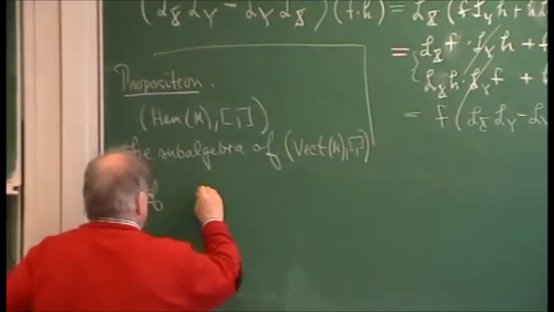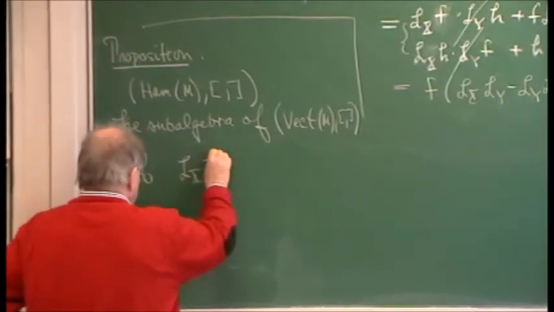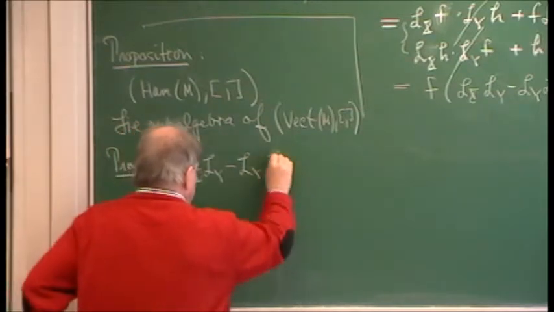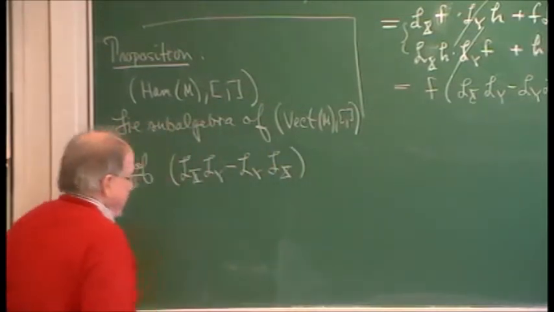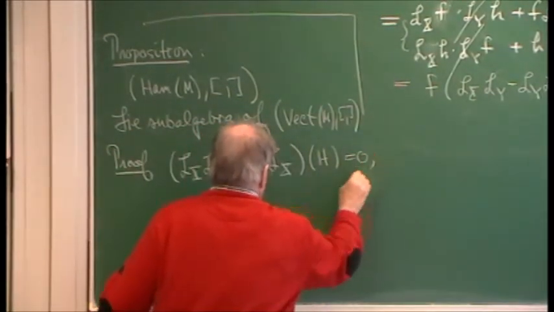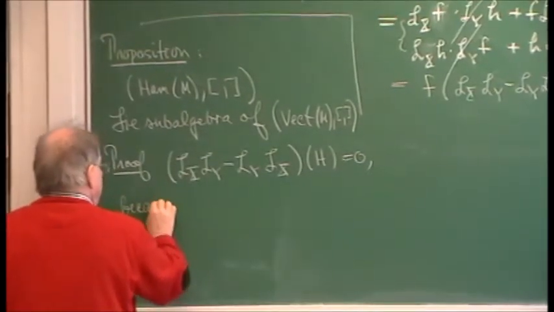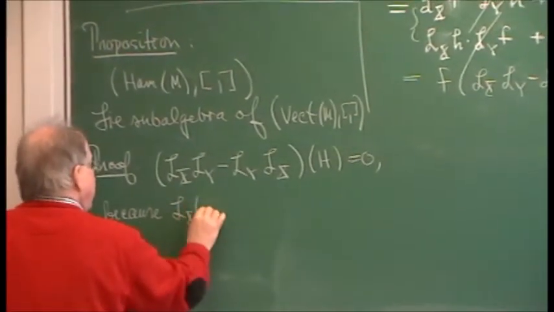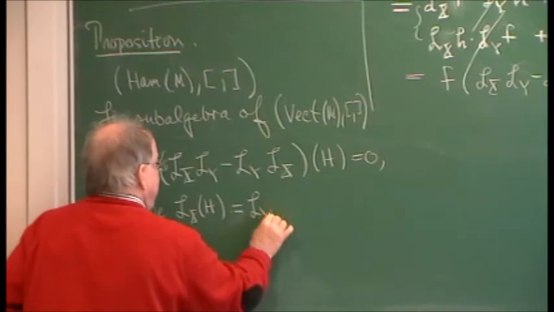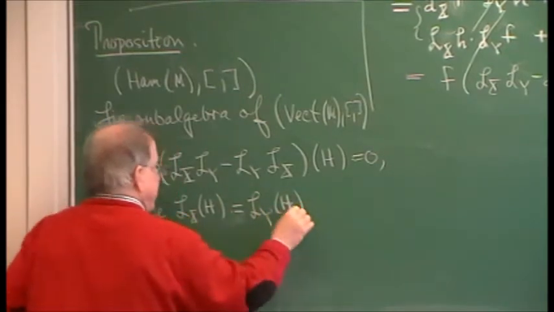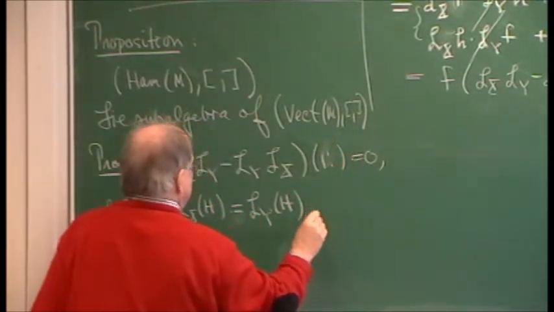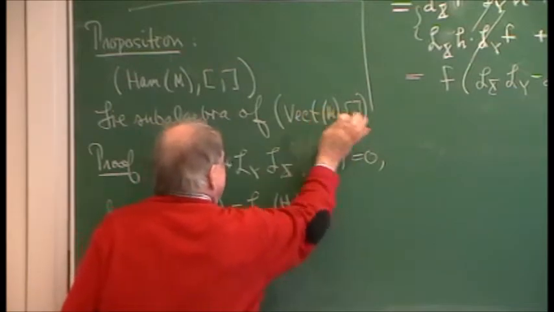The bracket, as we know from above, is this as an operator. And if you apply it to a Hamiltonian, it is 0, because by definition a Hamiltonian is a Hamiltonian if and only if it's annihilated by a Hamiltonian. Well, okay. Oh, what am I doing? I'm sorry. Stop, stop, stop.